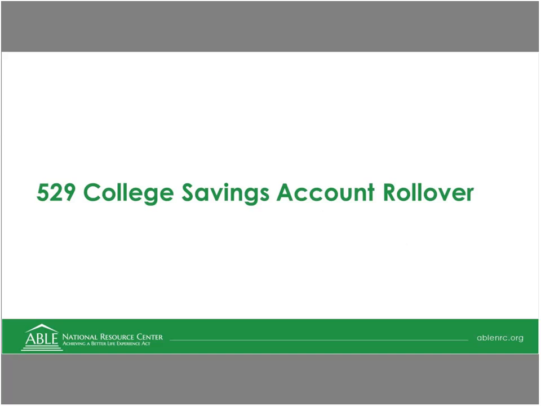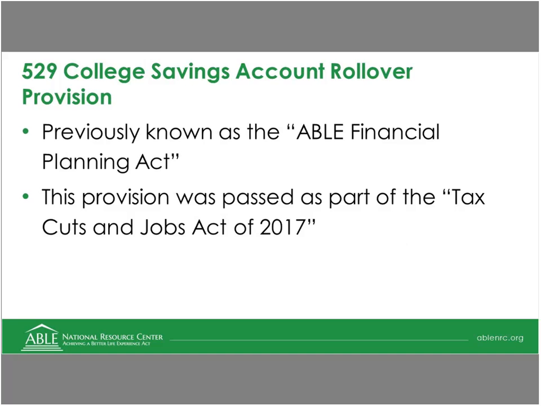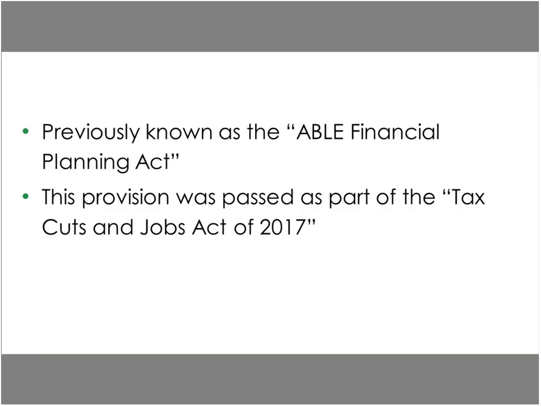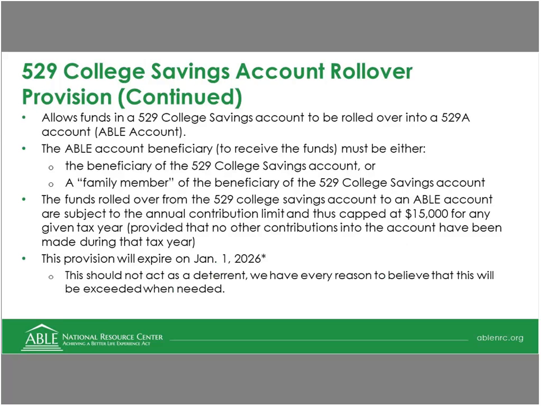Okay, so the 529 college savings account rollover provision. This is previously known as the ABLE Financial Planning Act, and this provision was passed as part of the Tax Cuts and Jobs Act of 2017. So what exactly does this do? This allows funds in a 529 college savings account to be rolled over into a 529A or ABLE account.